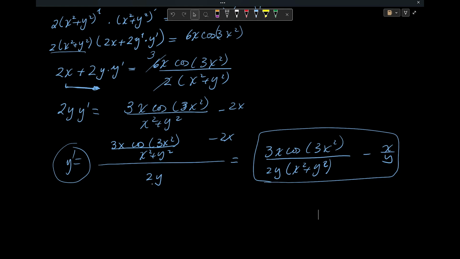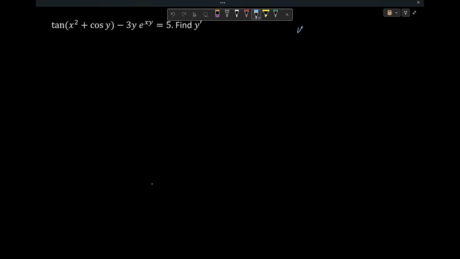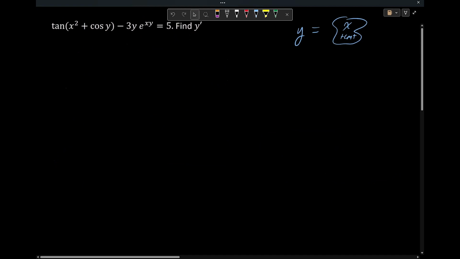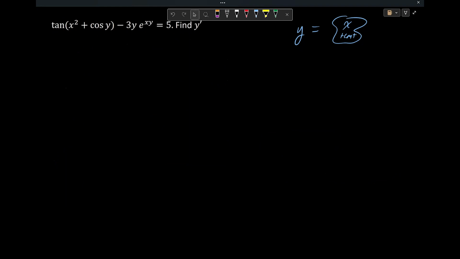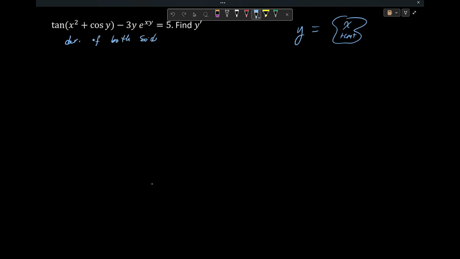Let's work out another example. Let's look at this one. Now, this one is definitely one where we cannot say y equals something of x, and maybe a constant. This is very, very difficult to do, but we can still get y prime. Let's go ahead and take, again, implicit differentiation for both sides. So basically, the derivative of both sides. So the first term is this.